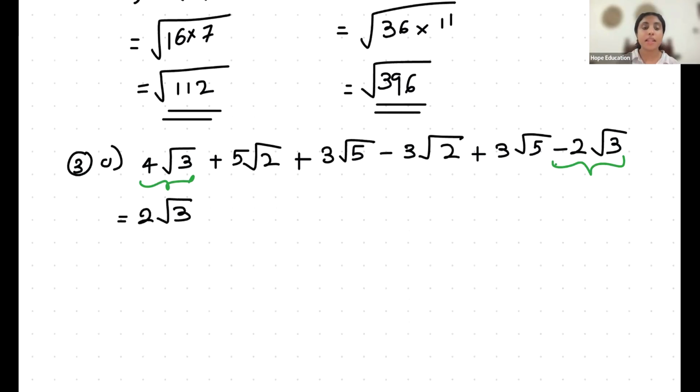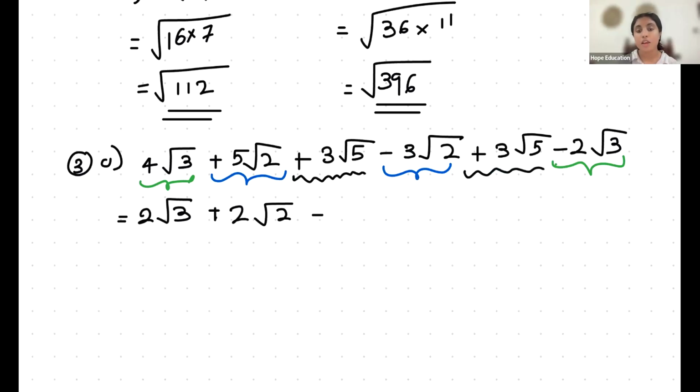Then what are the other similar terms? 5 root 2 minus 3 root 2. Similarly, 5 root 2 is something like 5x, minus 3 root 2 is something like minus 3x. So 5 minus 3 is 2. That would be plus 2 root 2. Then the other similar ones, plus 3 root 5 plus 3 root 5. 3 plus 3 is 6. That would be 6 root 5. This is the answer.